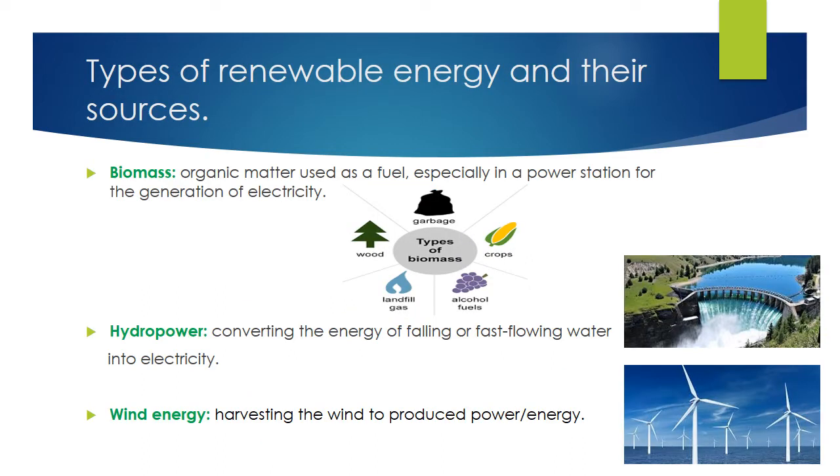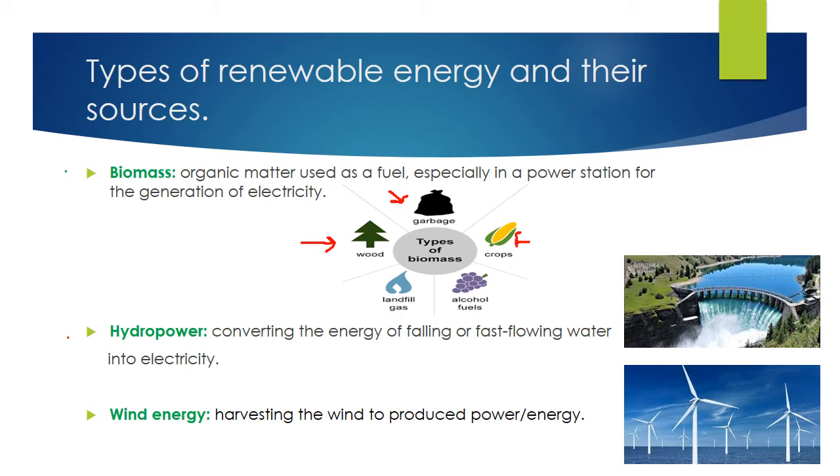Okay, here we have types of renewable energy and their sources. First type, which is the topic of our lesson, is called biomass. Biomass is basically, as you see in this diagram, types of organic matter that are used to produce energy. They are used as fuel, they are used in power stations, and they produce electricity. Obviously, this type of energy does not cause the pollution that is caused when you burn fuel in the power stations.